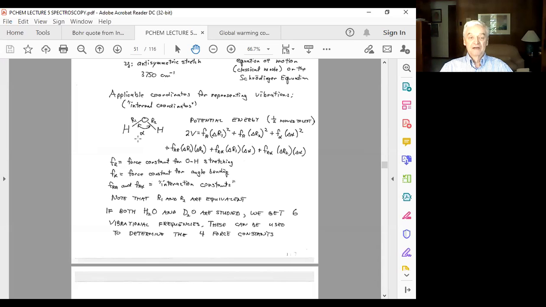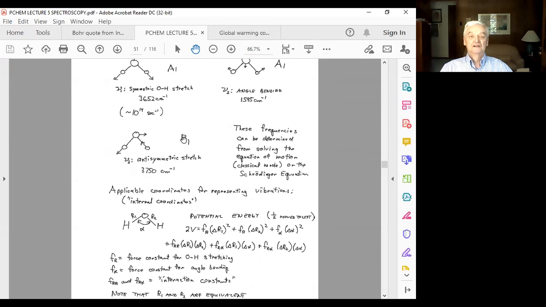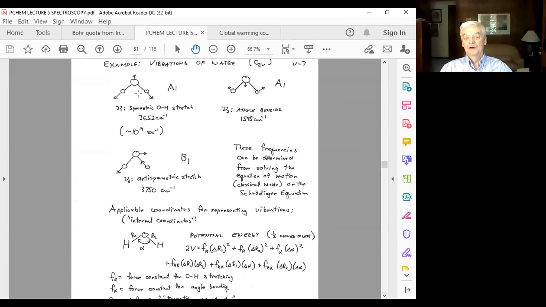And in water, we have 2 equivalent OH bonds. We're labeling them R1 and R2, and there's an angle that can bend, alpha. So these are called internal coordinates, and if you look at the vibrations at the top of this page, those vibrations can be defined in terms of these coordinates. So the first vibration would be R1 plus R2. The 2 bonds are stretching at the same time. This anti-symmetric stretch would be an R1 minus R2. They're in opposite directions. And then this angle bending would just be defined by the coordinate alpha.